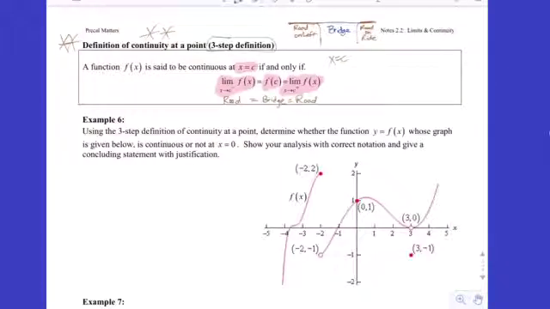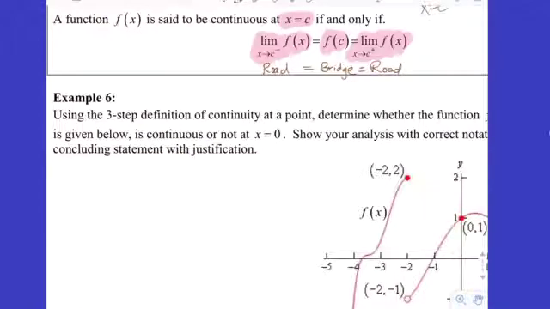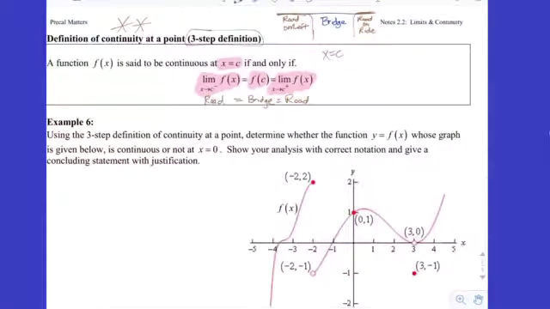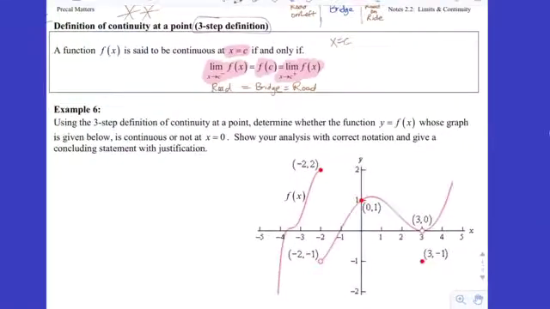Example 6. Using the three-step definition of continuity, determine whether the function, whose graph is given below, is continuous or not at x equals 0. Show your analysis with correct notation and give a concluding statement. So when we test or quiz over this, I'm going to be expecting you to gather evidence and then make a conclusion and formulate an argument, in a complete sentence. So pay attention to how we do this.